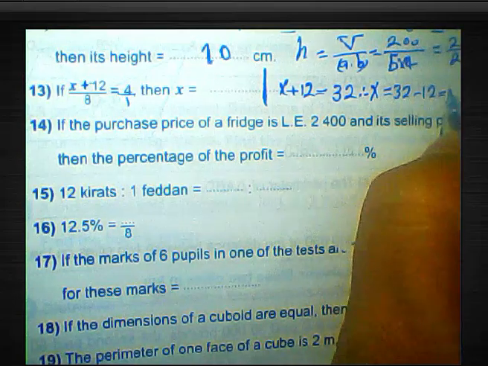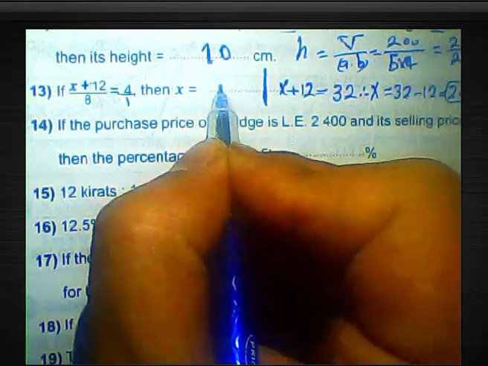It will be what? 3 minus 1 equals 2, 2 minus 2 equals 0. The result will be 20. Then x will be 20.